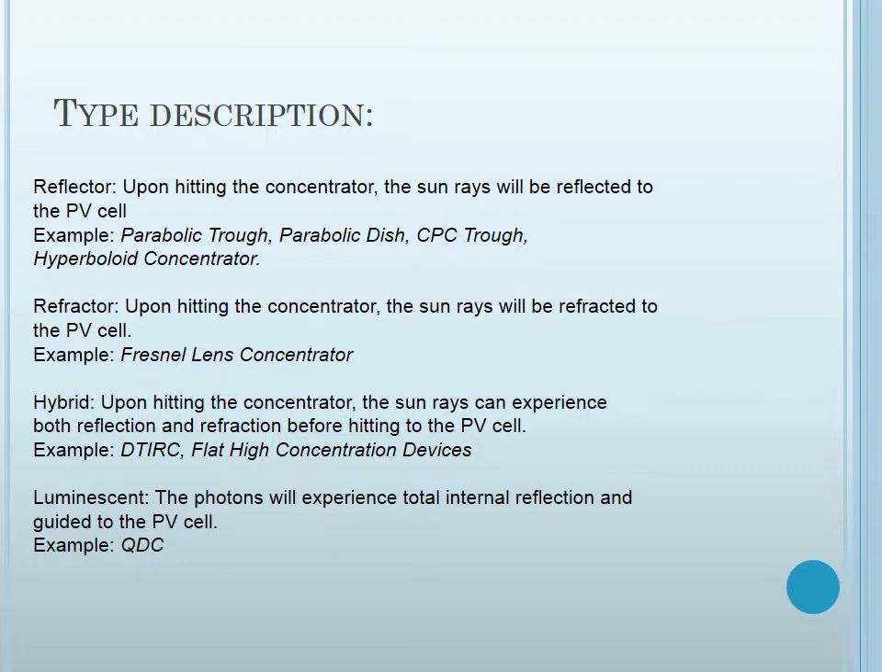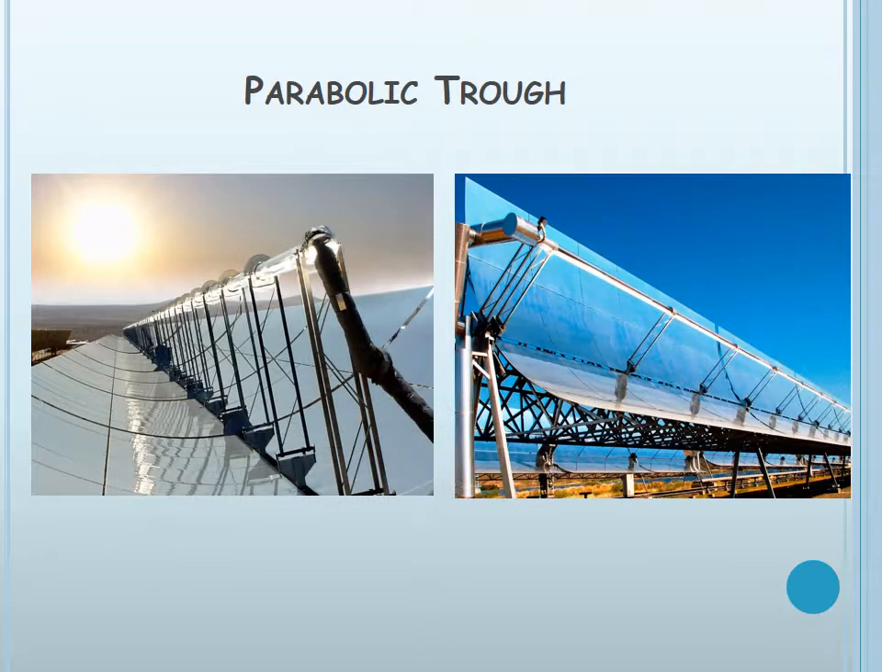When we use the parabolic trough or the dish, it uses a reflector on the concentrator, and the sun rays directly reflect onto the PV cell. Whereas the Fresnel lens uses the refractor, where upon hitting the concentrator, the sun rays get refracted to the PV cell. And we have the hybrid and the luminescent, which use some advanced technology, and they experience both reflection as well as refraction. So these are the 4 different type descriptions. Now we go over the main types.